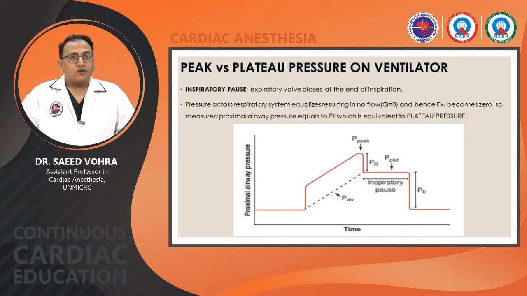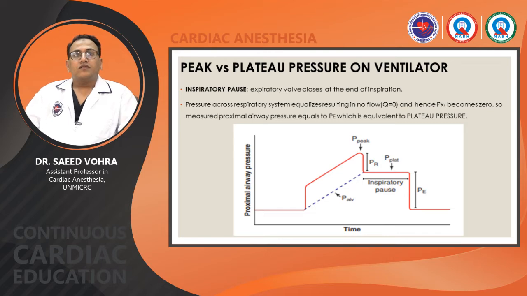Now, peak versus plateau pressure on the ventilator. To determine the plateau pressure, you can do an inspiratory pause maneuver. By doing the inspiratory pause, the expiratory valve closes at the end of the inspiration, and so the pressure across the respiratory system equalizes, resulting in no flow. So the resistive component, which is determined by flow into resistance, becomes 0. So the measured proximal airway pressure will be equal to the elastic component, which is equivalent to the plateau pressure.